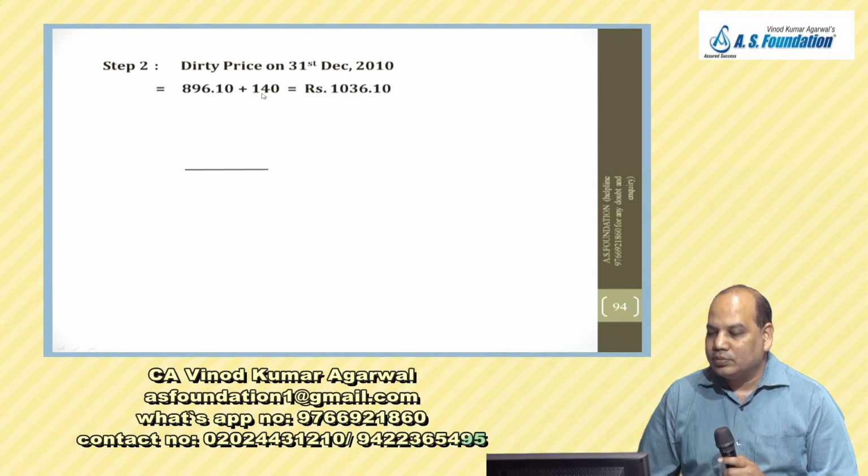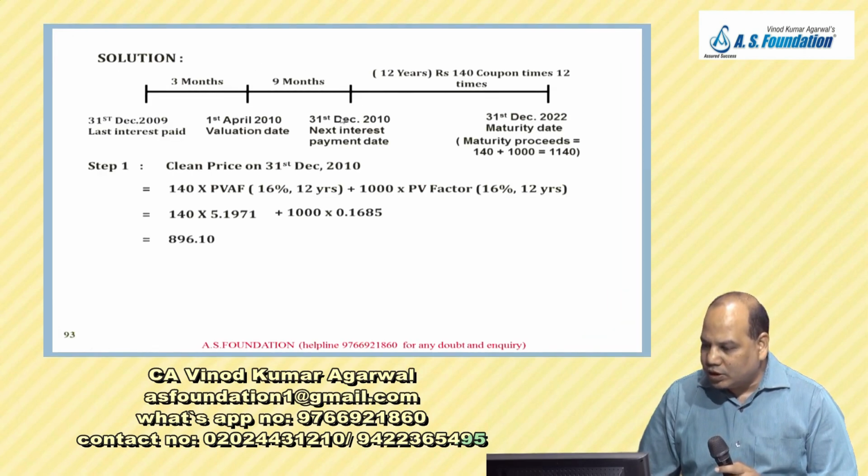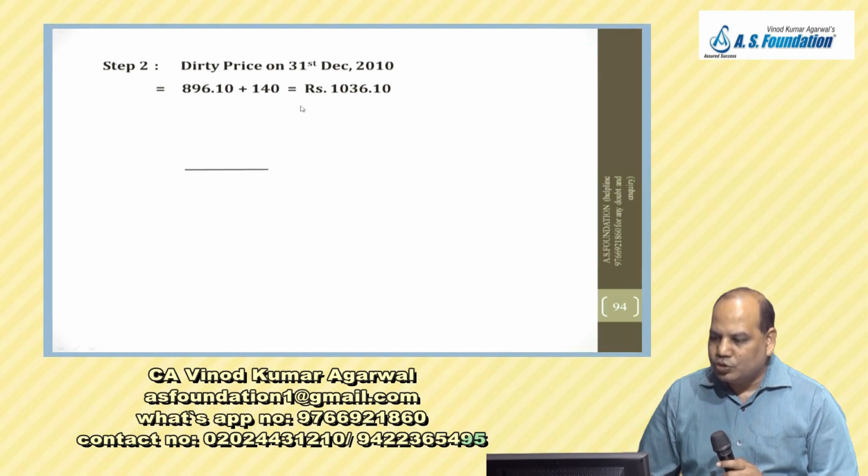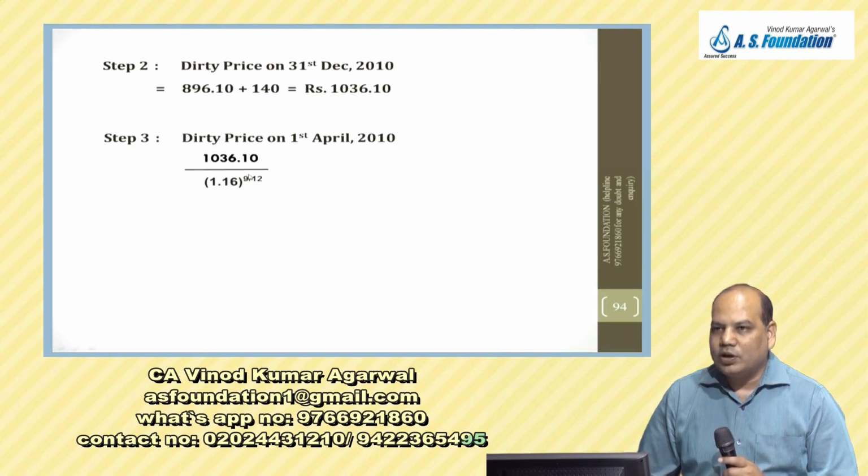The value of this bond including the interest will be 140, add 140 will be 1036.10. The value of this bond with interest on 31st December 2010 will be 1036.10. Okay, check the calculation. I'll go to the previous slide. Now again we are here and we got the dirty price. I'll move 9 months backward. I have to find out the present value of that number on 1st April, using the formula of present value, future value upon 1 plus r to the power n.